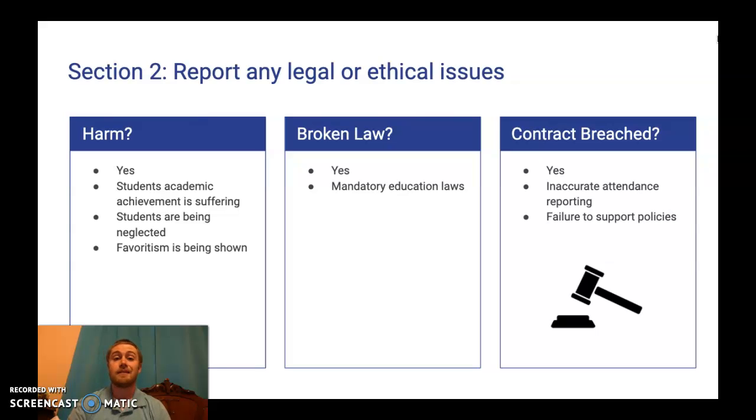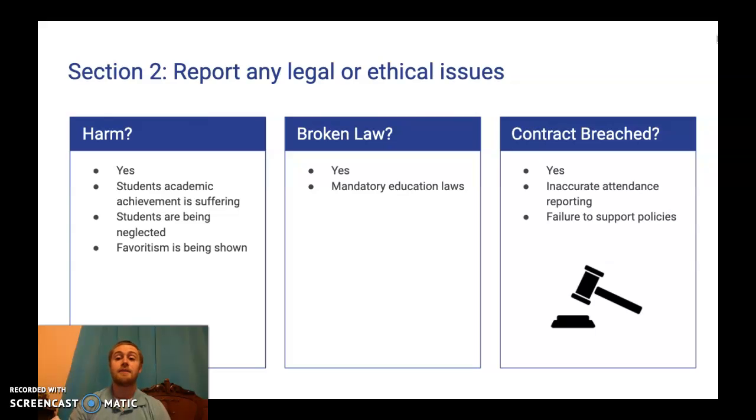Students are being neglected by their parents at home, and favoritism is being shown by the athletic director and other teachers for our football star, not reporting him as missing an excessive amount of school. Are laws being broken? Yes, the mandatory education laws are being broken. Parents are keeping their kids willfully or unwillfully from school, and this is an issue.